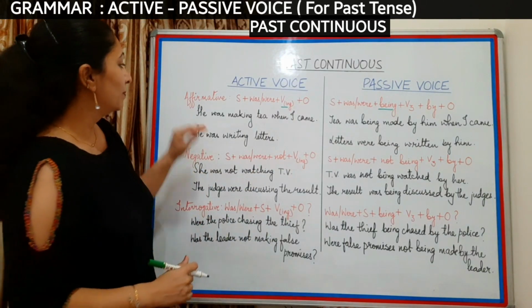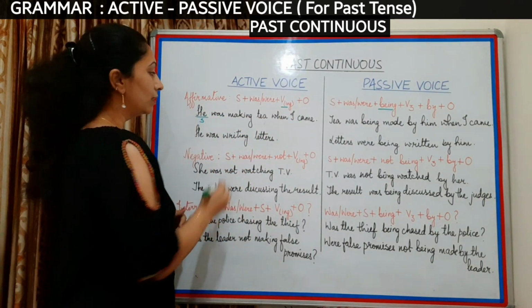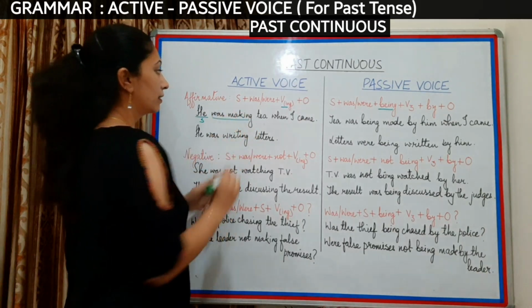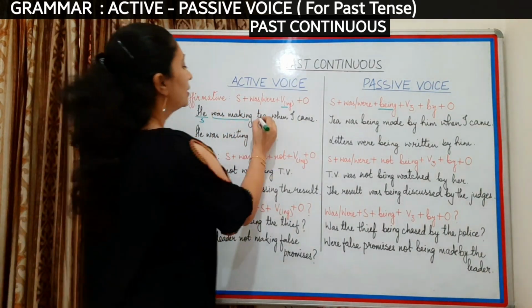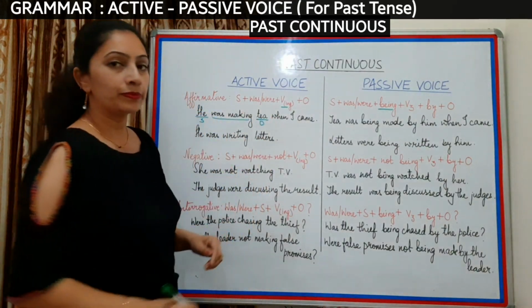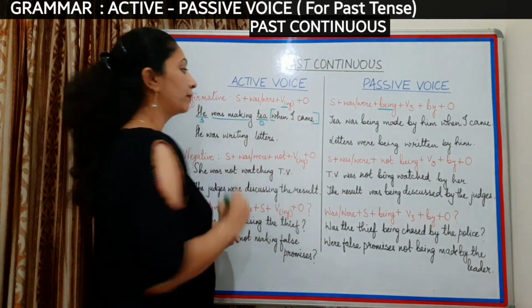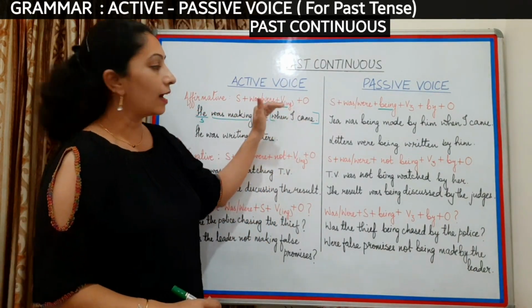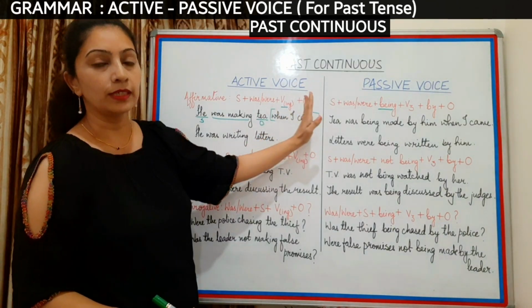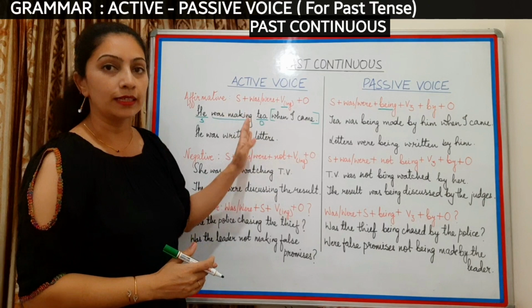Now let's see here. He was making tea when I came. He is the subject here. Was making is the verb in past continuous. Tea becomes the object. Now whatever I have after this, when I came, is another clause added to this. But I am not worried about this part of the sentence. All I have to look at here is the main subject and the verb in the sentence.